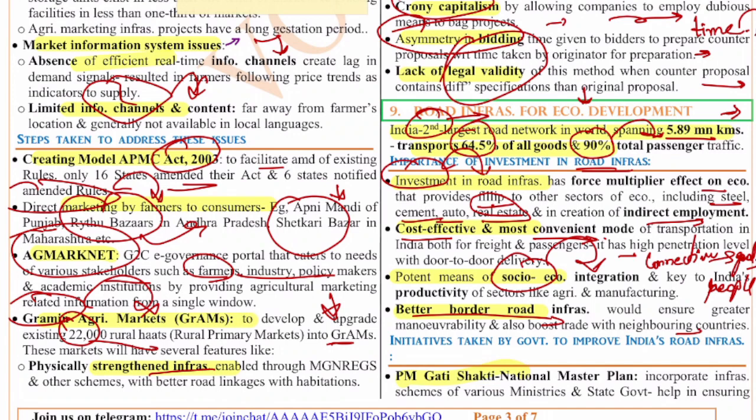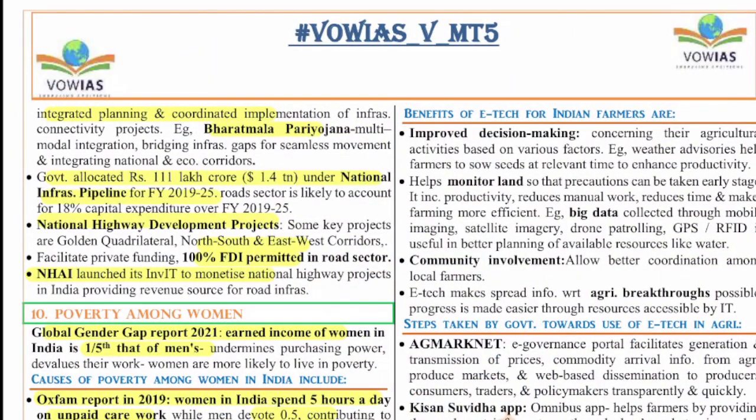For the development of roadways, the government has taken various initiatives. First is the PM Gati Shakti Master Plan. Under this, there is integrated planning and coordinated implementation. Example, the Bharatmala Pariyojana, which is a multi-modal integration, bridging infrastructure for the seamless movement of people and goods. The allocation of about 111 lakh crore by the government under the National Infrastructure Pipeline will help in overall boosting of this road infrastructure and the road sector.